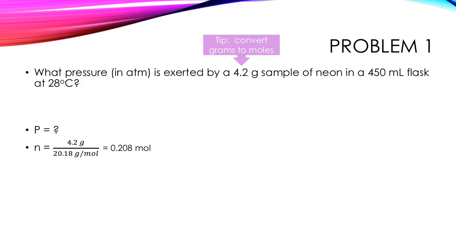Now, if you're really paying attention, you'll notice that, of course, my initial mass only had 2 sig figs, and I haven't rounded for sig figs yet. I'll do that at the end. I don't want to introduce a rounding error by rounding too soon.